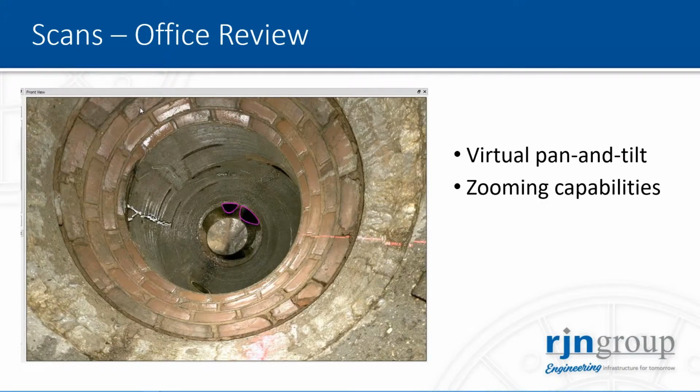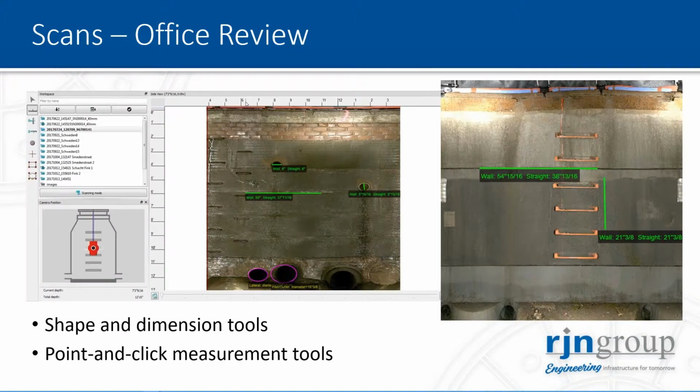You can take the camera and internally scan and pan, zoom in and out of the manhole. You can look vertical as well as a 360 view as if you were actually in the manhole structure. And then you can use the software to highlight and identify the pipes that are coming in as well as the defects that are found.